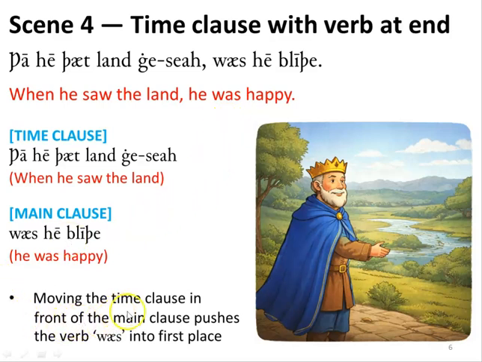Now, moving the time clause in front of the main clause pushes the verb was into first place. In modern English, we say when he saw the land, he was happy. The verb is in the second place because modern English is a verb second language, like all other Germanic languages. But in Old English, when you move the subordinate clause from the end here to the front, you get this inversion. So you get verb, comma, verb. No, it is not an absolute rule. I don't wish to give you that impression. There's a very strong tendency for this to happen. In most cases it happens, but not always. So just be aware of that.